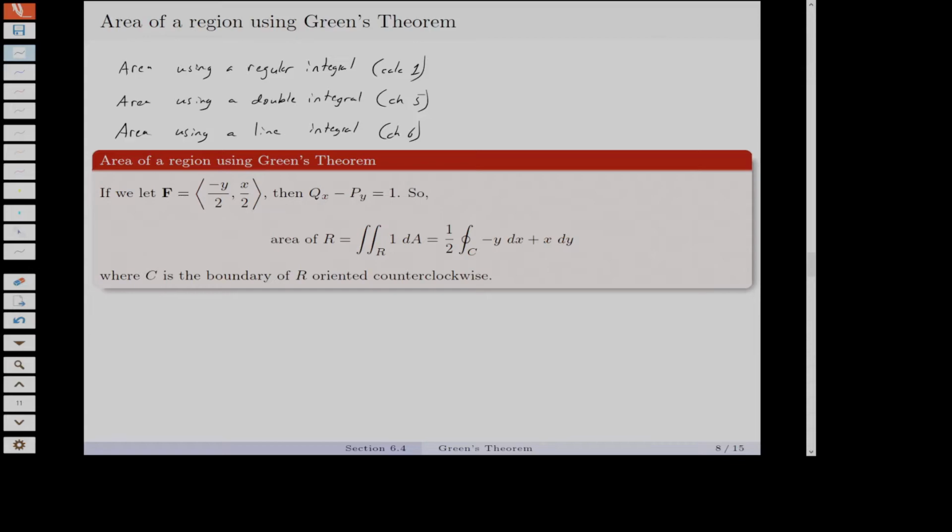Okay, so if I pick the same setup that we just had, where f is negative 1/2 y comma 1/2 x, then the q x minus p y is 1. So the area I know is like a double integral of 1 dA, which by Green's theorem we can turn into a line integral. Okay. So it gives us a way to compute areas pretty easily using line integrals.